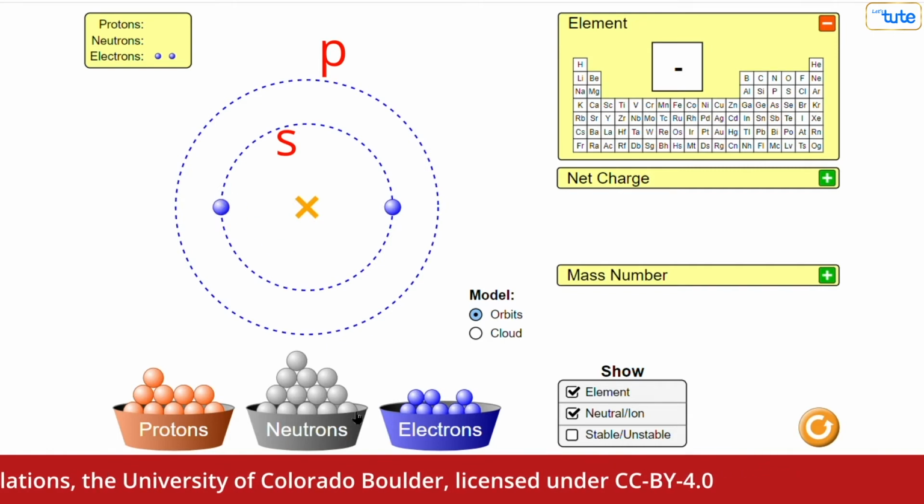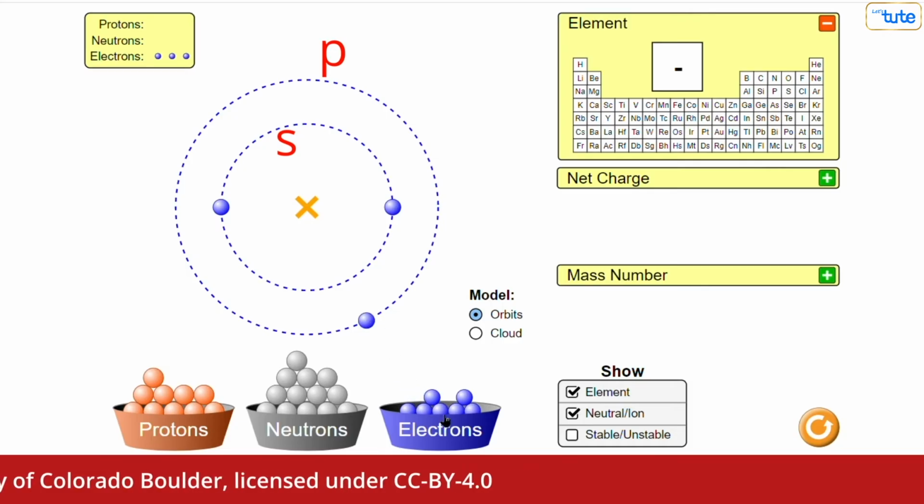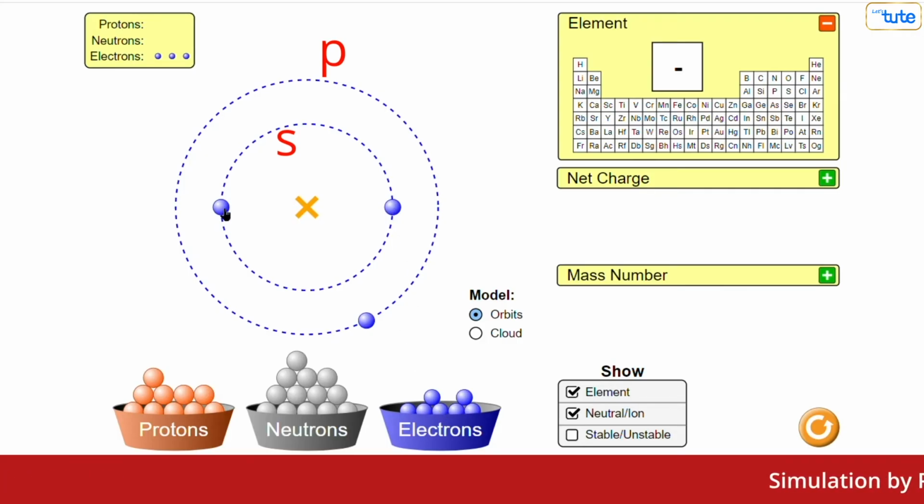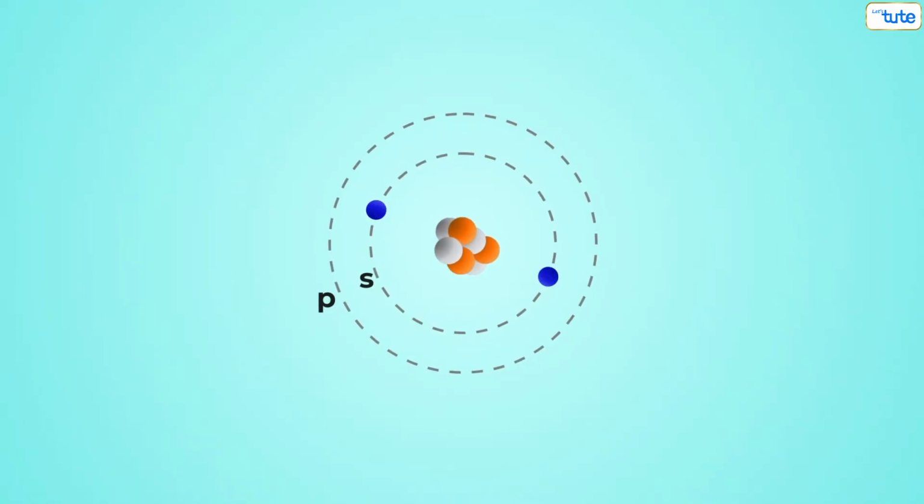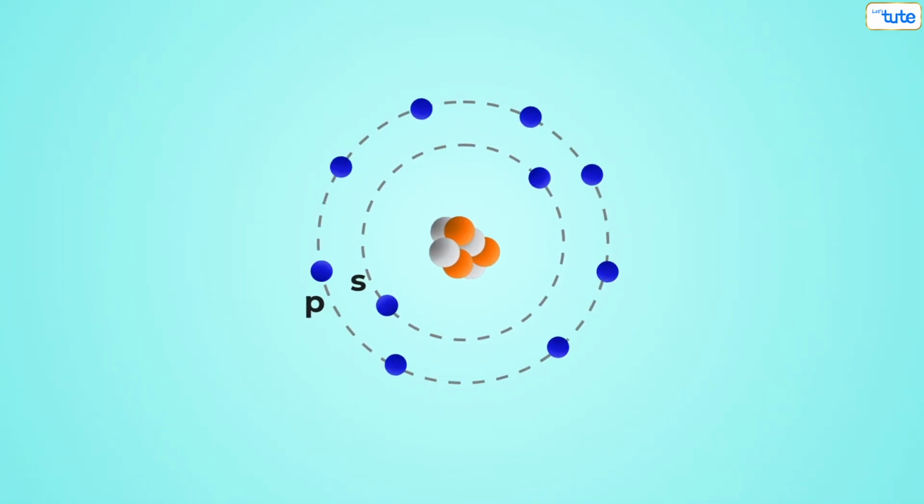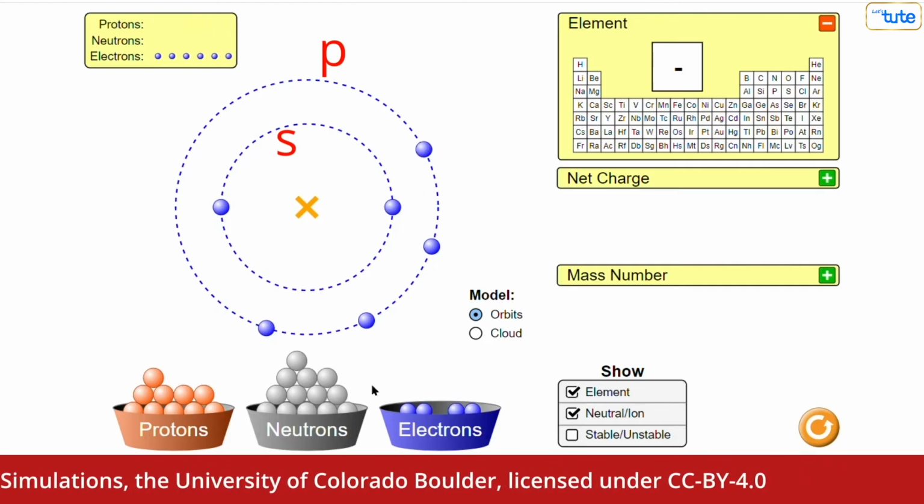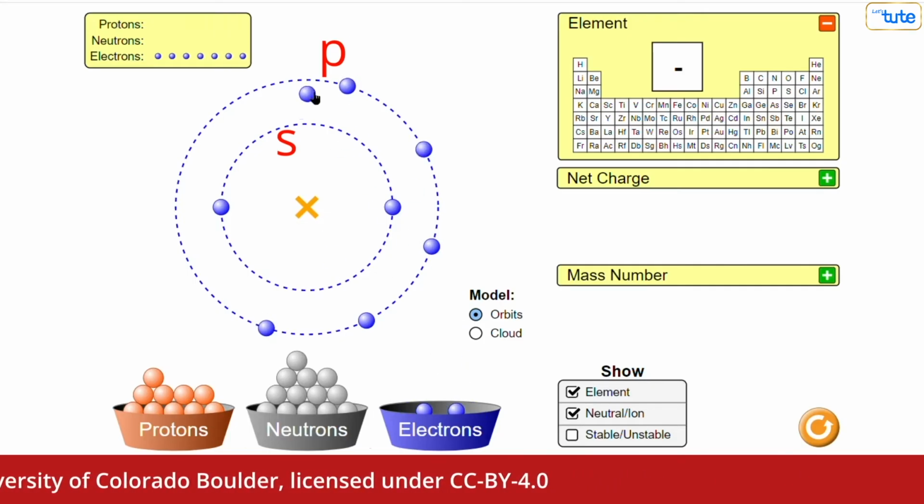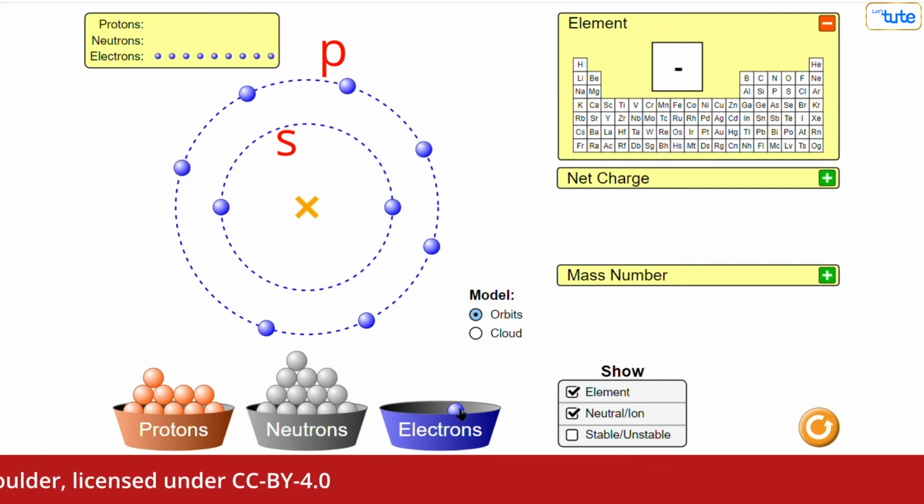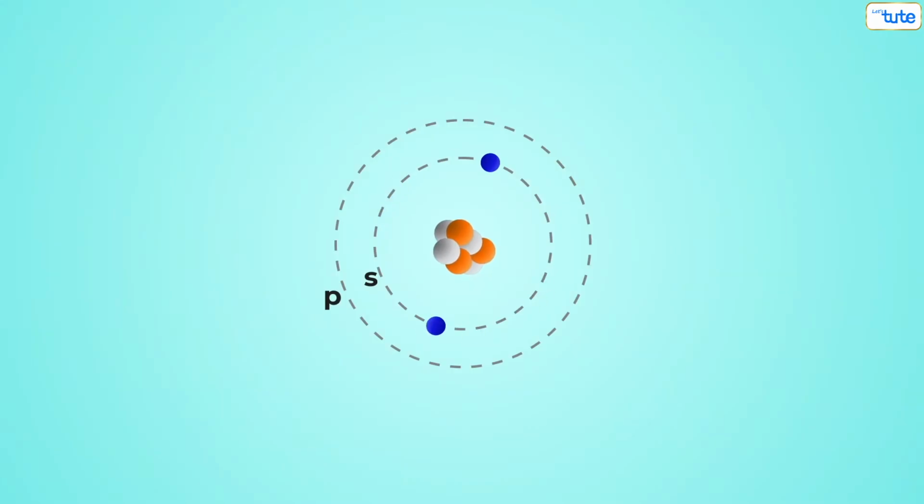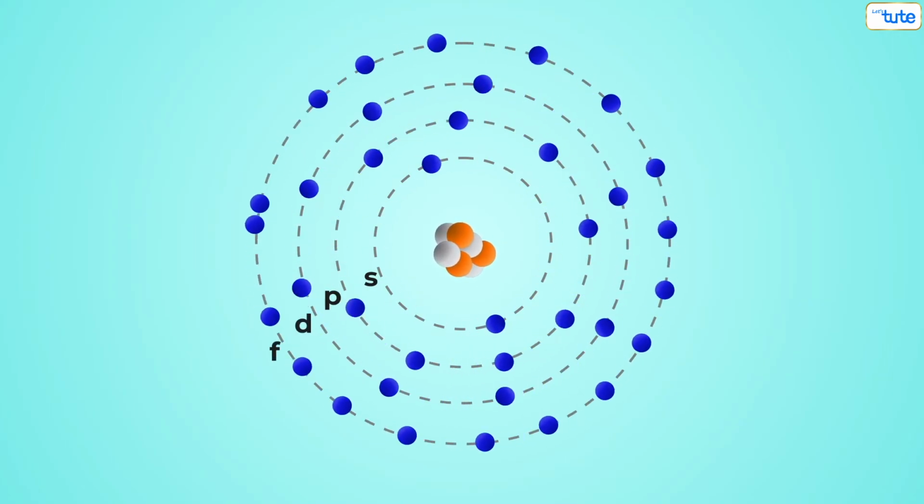Let's add one more electron to S orbits. You can see that electron is not going in S orbits. That means only 2 electrons can revolve around the nucleus in S orbit. Now, outer dotted line, that is P orbits, have a capacity of 8 electrons. So, only 8 electrons can revolve around the nucleus in P orbits. Likewise, D and F orbits have their own capacity to fill the electrons.